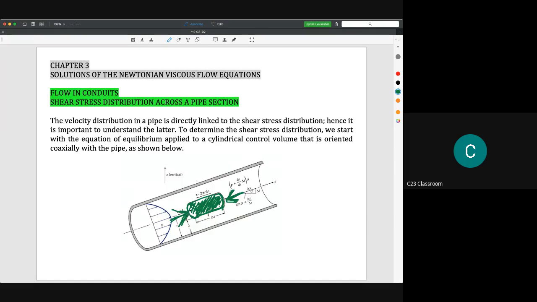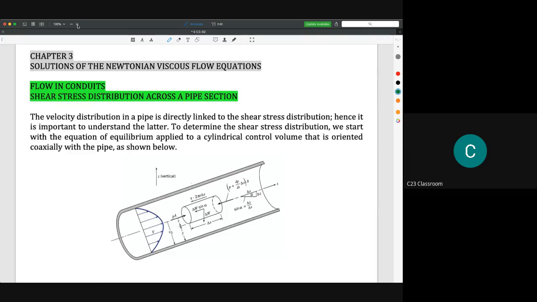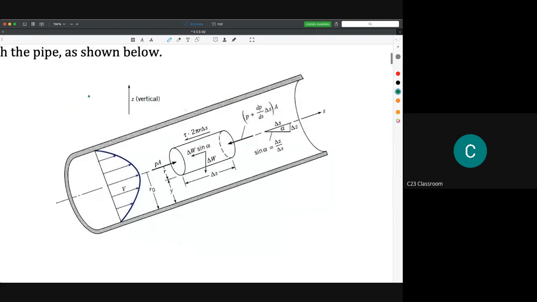So if you see the free body diagram here, if we enlarge this one, you can see that we have a pressure here, and we multiply it by the cross-sectional area, so it creates a force. Another force comes from here, from right to left. We write it as P plus dP/ds times delta s, times A.